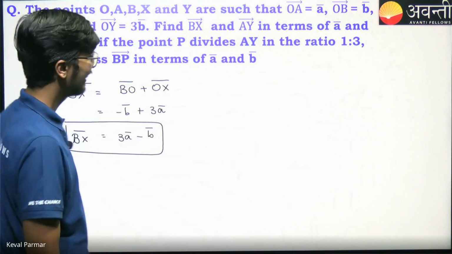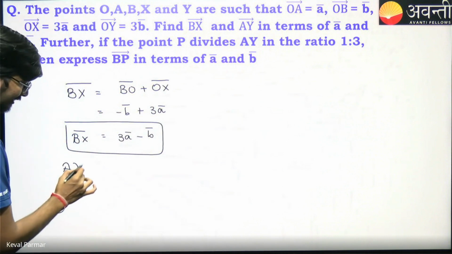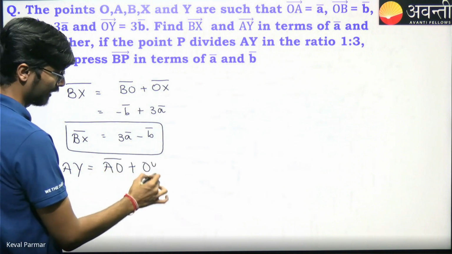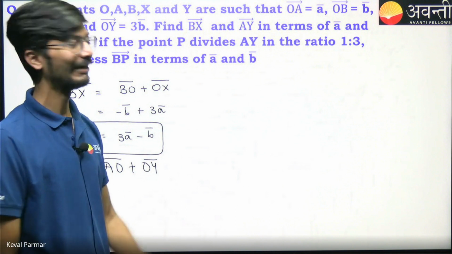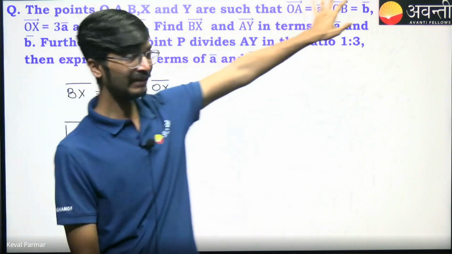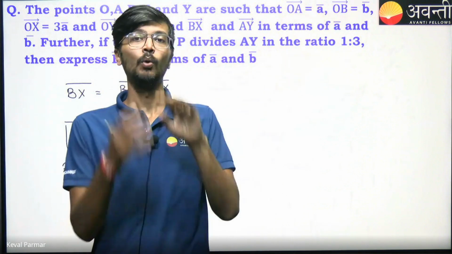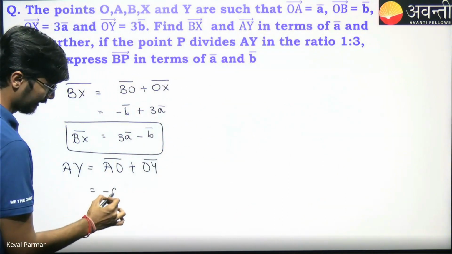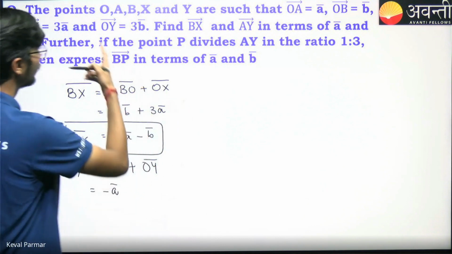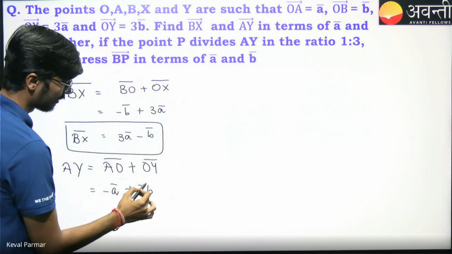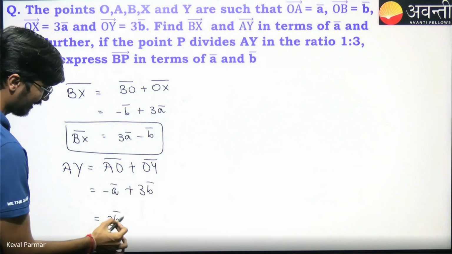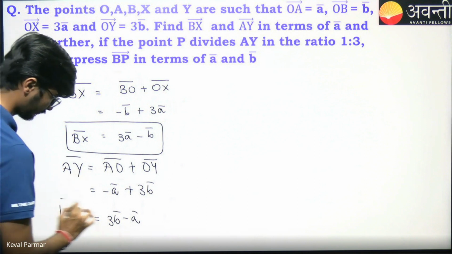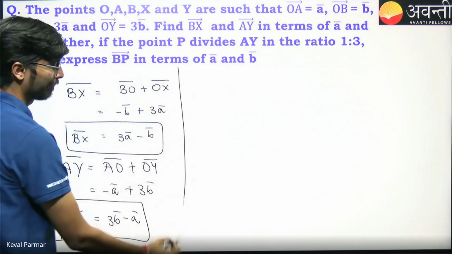Now they want to find AY bar. By using the same triangle law, I can write AY bar as AO bar plus OY bar. What is AO bar? OA bar is A bar, so AO bar will be minus A bar. So I'll get minus A bar plus OY bar, that is 3B bar. If I rearrange, this will be 3B bar minus A bar, which is AY bar. So we got the first part of the question.